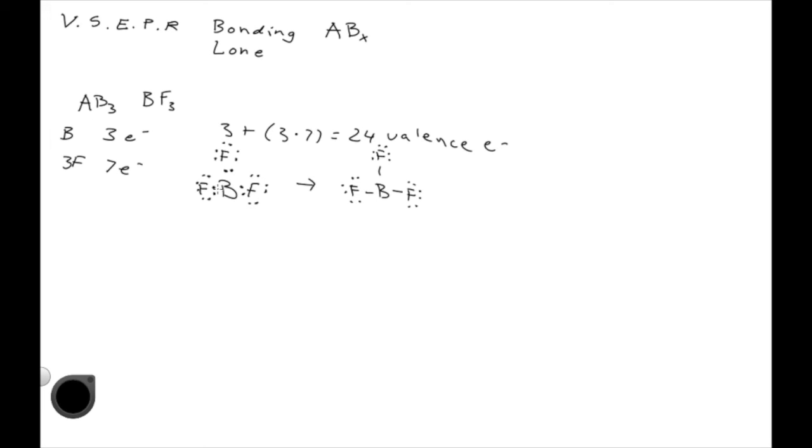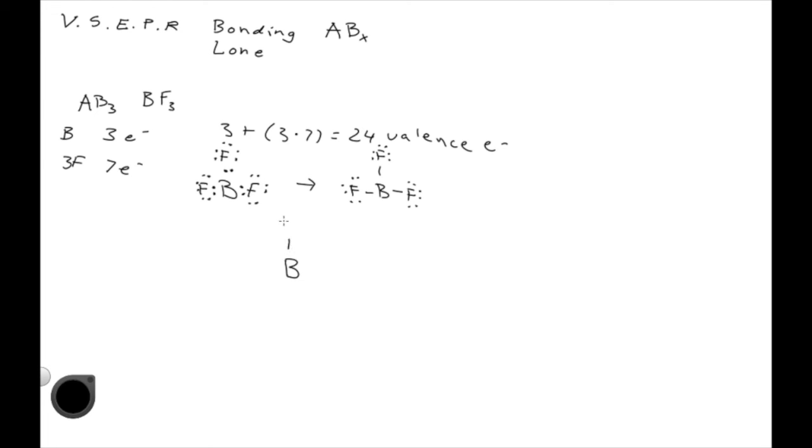All three of these bonding pairs around the boron atom, 1, 2, 3, want to be as far away from each other as possible. So they want to orient themselves in a way so that the space between them is maximized. Therefore, these three bonding pairs will arrange themselves so that there are 120-degree angles between them, right? So it'll look something more like this in reality.